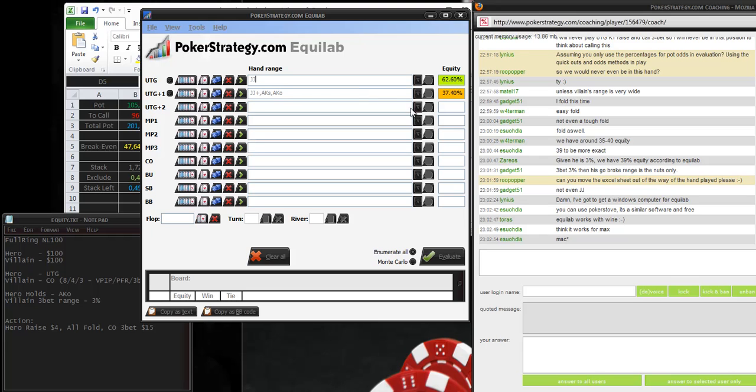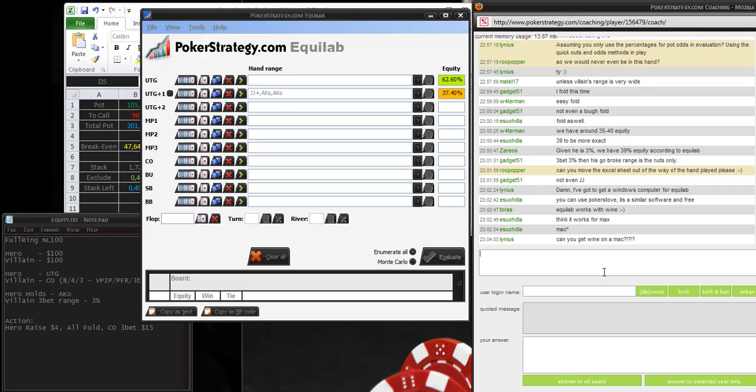With pocket jacks, pocket tens, pocket queens, even against some opponents we might call and play postflop if you expect him to 3-bet with hands like Ace King, maybe Ace Queen. So I guess we are pretty much done with the hand.